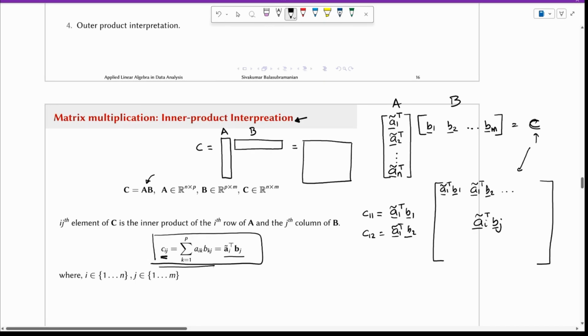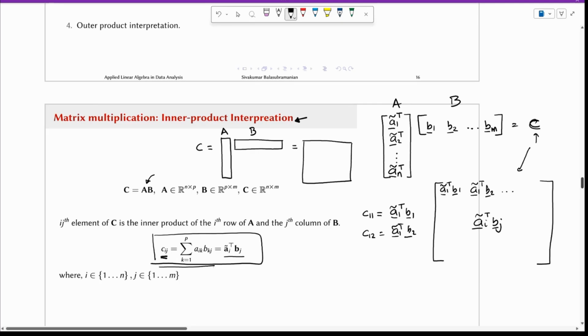Exactly this. Okay. But here is the beautiful part, right? The matrix multiplication operation, on the outside, it looks like you're multiplying a column by a row. That's an outer product. But the individual elements of the resulting matrices are all inner products. Okay. Is that clear?